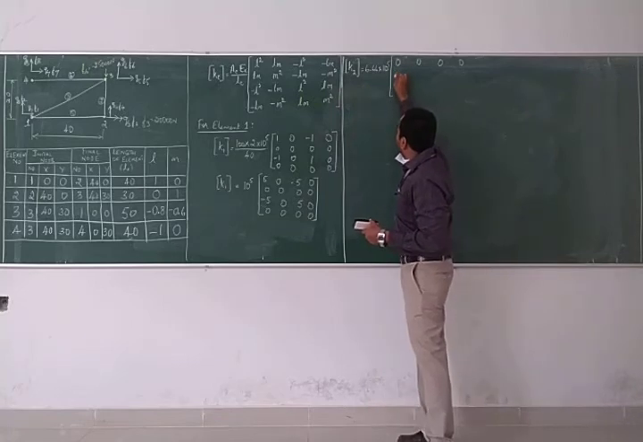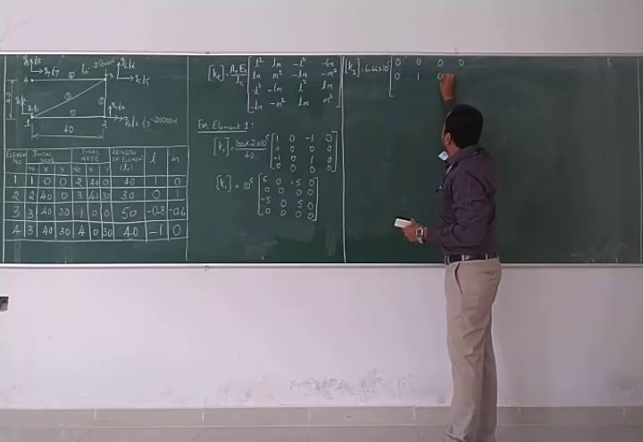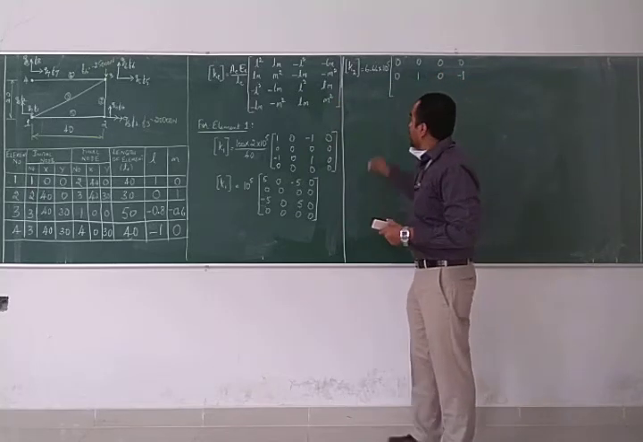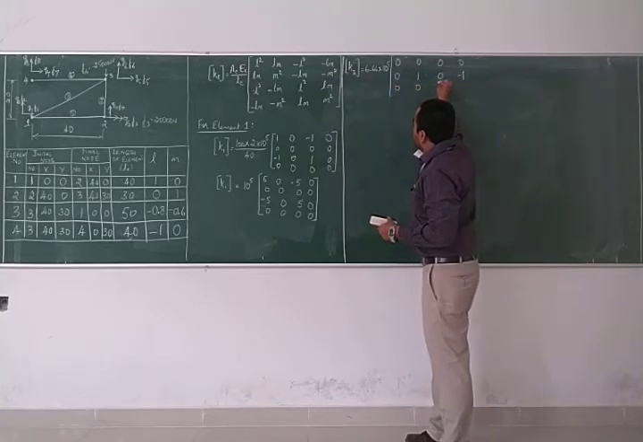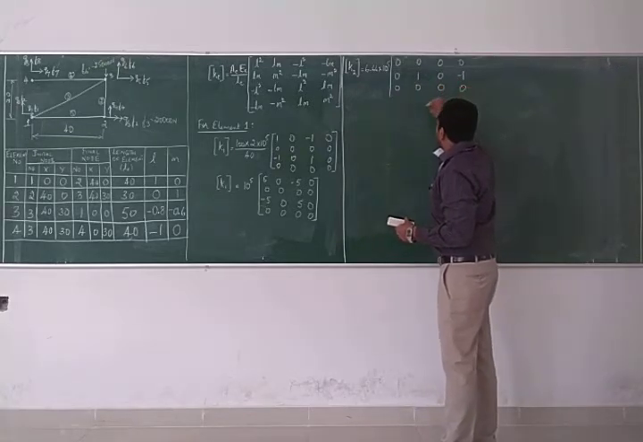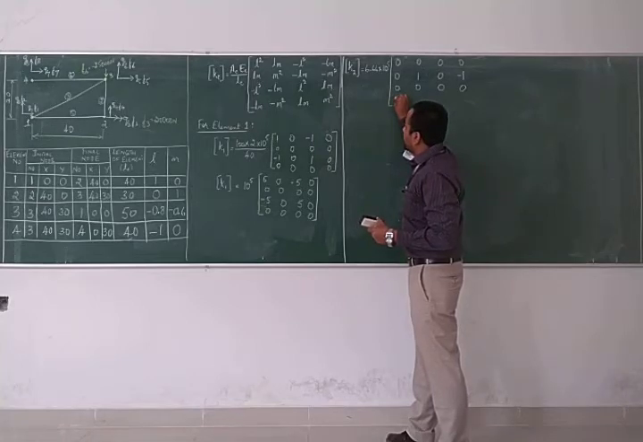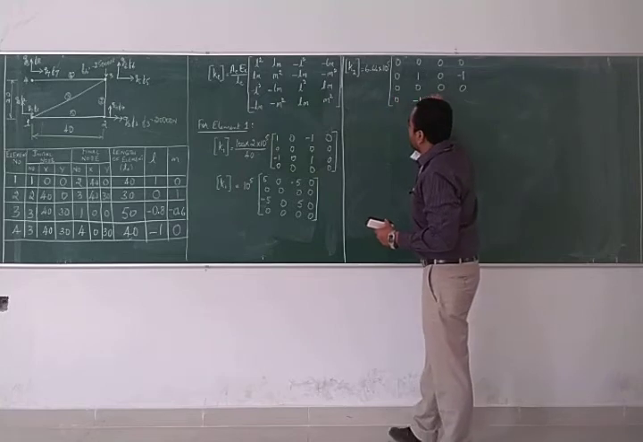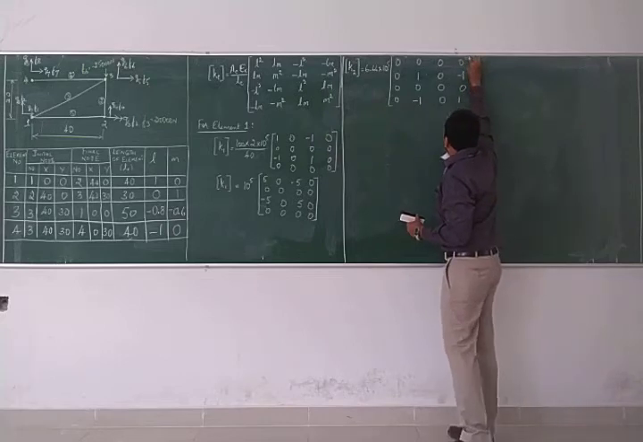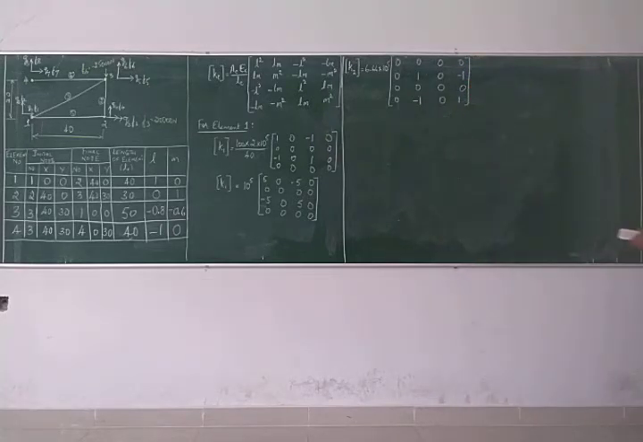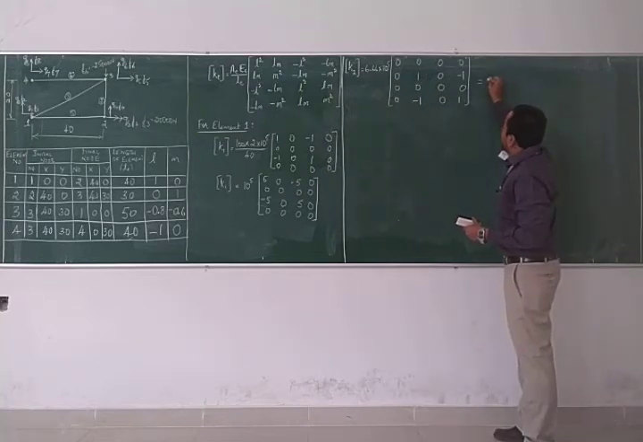Lm takes value of 0. M square takes the value of 1. Minus Lm is 0. Minus M square is minus 1. Again, minus L square is 0. Minus Lm is 0, L square is 0, Lm is 0. This is again minus Lm 0, minus M square is minus 1, Lm is 0, and then M square is 1. Multiplying 6.66 inside will give me K2 as 10 to the power of 5.